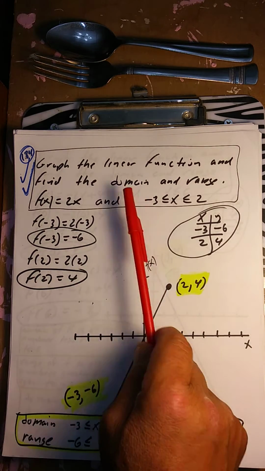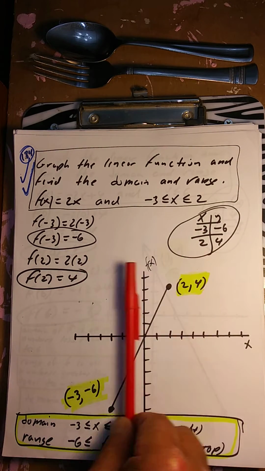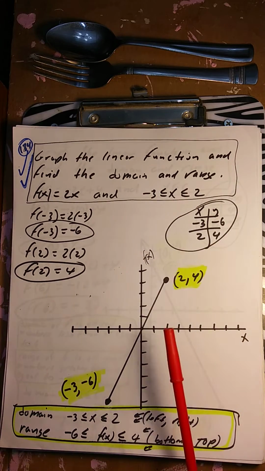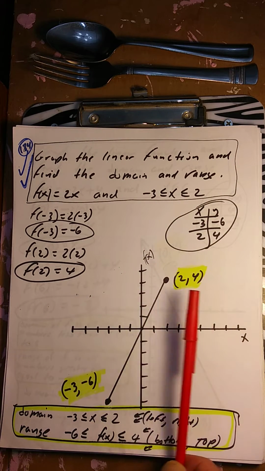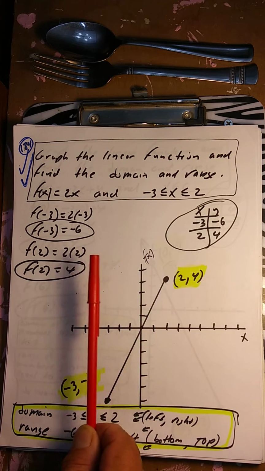So now the question is domain. Domain is left and right. So think about it. Well, it's right here. See right there? Between negative 3 and 2, that's where the numbers go. Negative 3 and 2. So domain is between what? Negative 3 and 2, left and right.